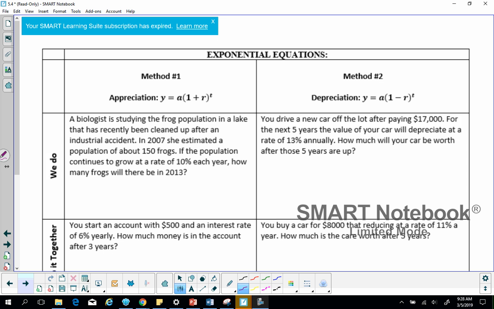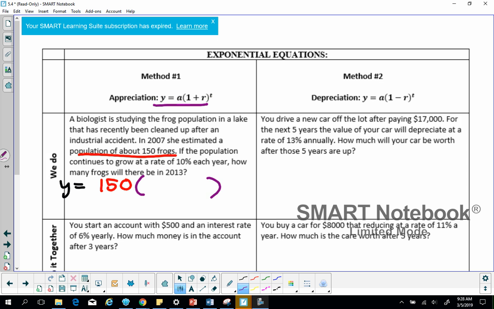So first, I know my equation is this right here. What is my initial value? How many frogs do I begin with? 150. So at the beginning, I know my A is 150, because that's how many frogs I started with.